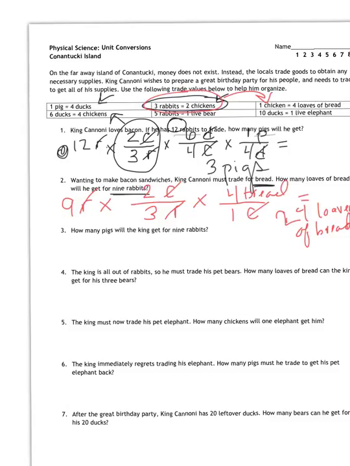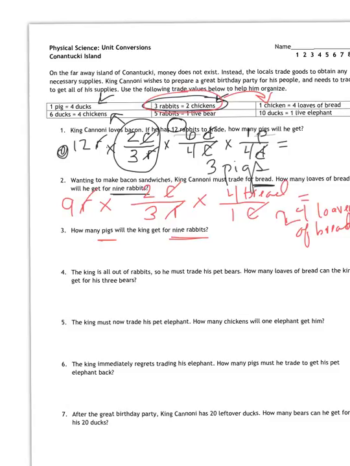All right. Next question. How many pigs will the king get for 9 rabbits? So we're starting with rabbits. I'm going to switch to blue here. And trying to get pigs. All right. So how can we trade our rabbits to get pigs? All right, we did this sort of on number 1.